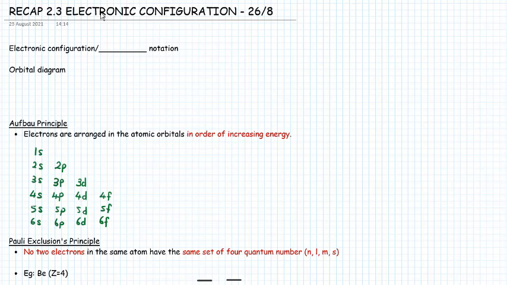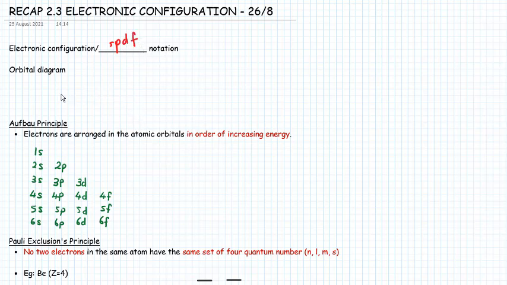So hi guys, let's do some recap for chapter 2.3 electronic configurations from our previous lessons on Sunday. Here are some terms that you need to recap and revise. First of all, the electronic configurations, also known as the SPDF notation.